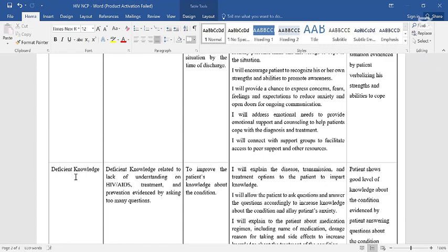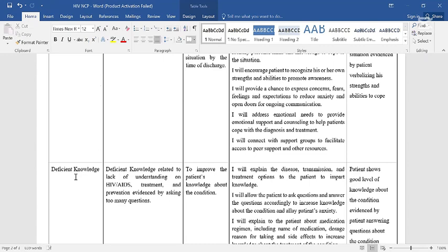Then the nursing interventions, number one, I will explain the disease, the transmission, and the treatment options to the patient to impart knowledge. So you are going to explain the disease process to the patient to impart knowledge. Number two, I will allow the patient to ask questions and I'll answer them accordingly to increase the knowledge levels about the condition and to allay anxiety.